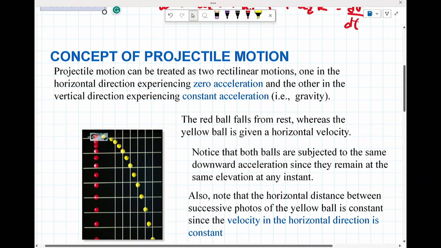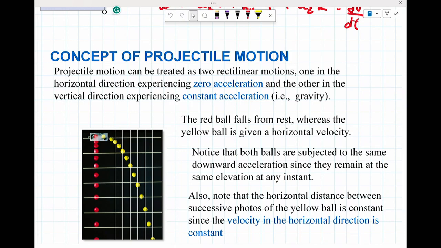There are a lot of different examples of this, but the big important point, and we've talked about this to a certain degree, is that horizontal motion has no acceleration in this course. Ax is equal to 0. Ay is equal to g, and g is pointing downwards. Depending on your coordinate system, g is going to have different magnitudes. Projectile motion can be treated as two rectilinear motions, one in the horizontal direction without acceleration, and one in the vertical direction with acceleration, and that's gravity.